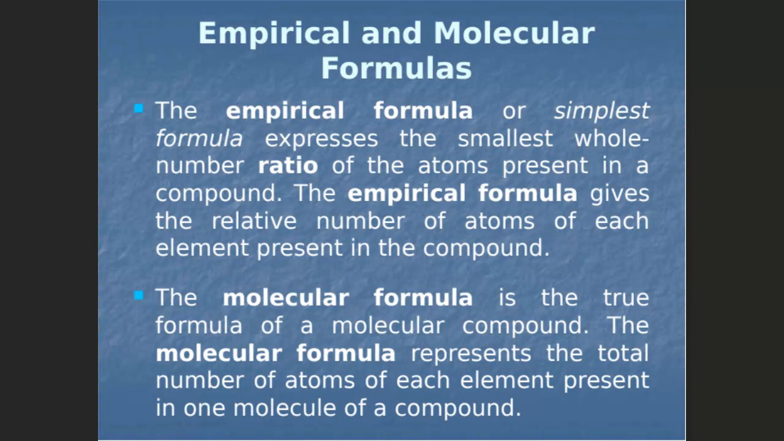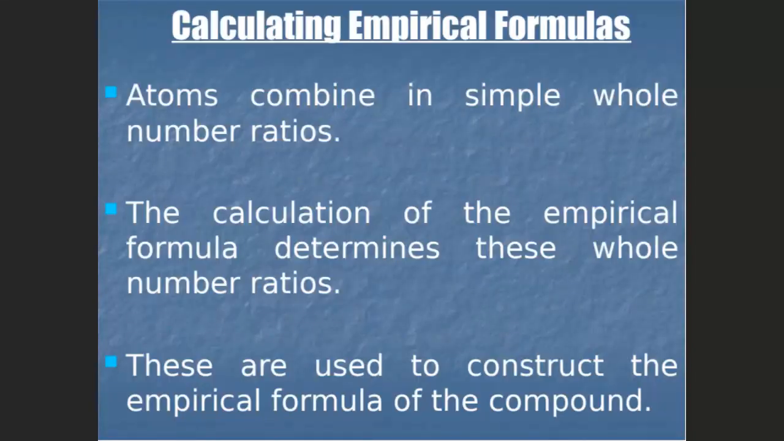But the molecular formula is the true formula. True in that sense that we are getting the exact formula of what the compound is. It is the ether, alcohol, which alcohol, ethyl alcohol, methyl alcohol. So we can find the exact name and formula of a compound. That's why the molecular formula is the correct or true formula of a molecular compound. The molecular formula represents the total number of atoms of each element present in one molecule of a compound. But over there, with the empirical, we will get the ratio of whole numbers, but we cannot have the exact formula.